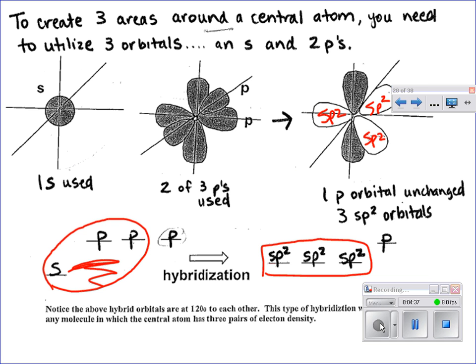How far apart are these? 120. Okay? Now what about this guy? That poor little P, we call him unhybridized. He's going to wreak some havoc.